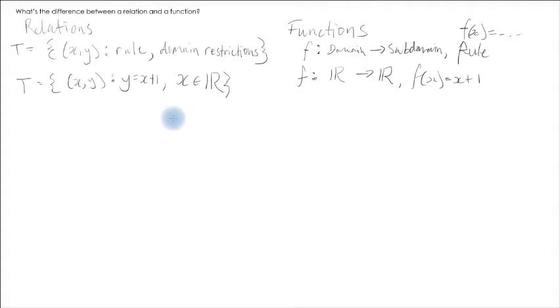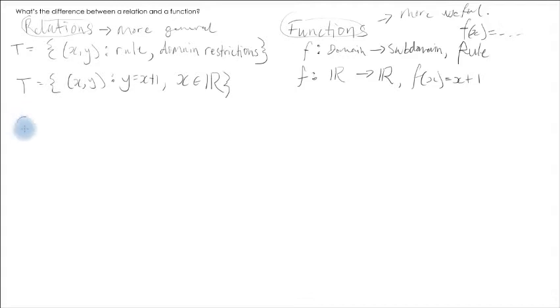And the answer is that relations are more general, but functions are actually probably more useful in application. So functions are actually more common, if you like. It's more common for us to use functions, and we'll basically be using functions for the rest of this course. But relations are more general, and there are some things that you can have that are relations that you can't have as functions. So let's show you one of those.